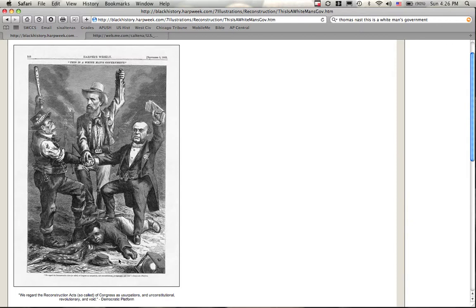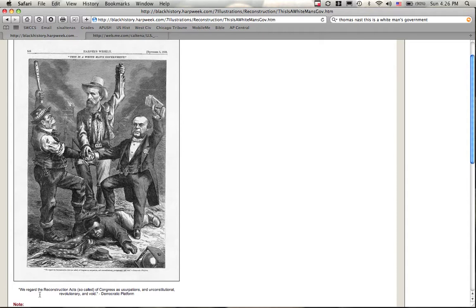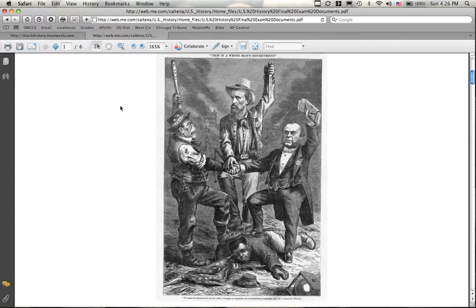Well, what's going on? In very tiny print down here, it says this: we regard the Reconstruction Acts, so-called, of Congress as usurpations, look it up in the dictionary, and unconstitutional, revolutionary, and void. And note it says Democratic platform here. All right, well, I gave you some more clues there.